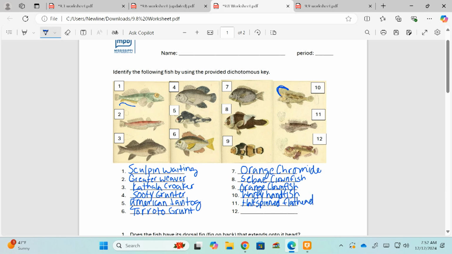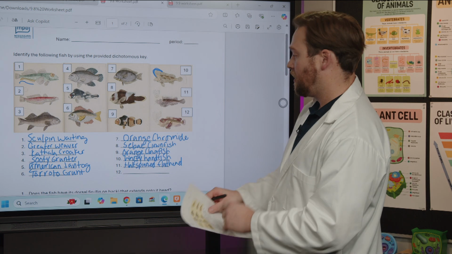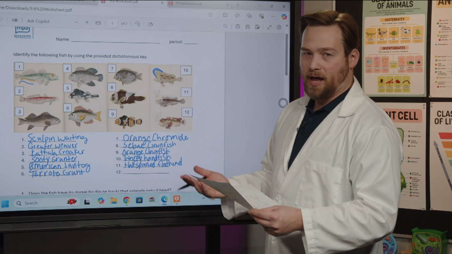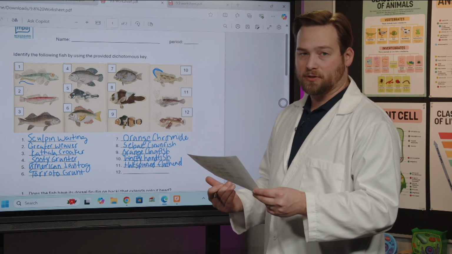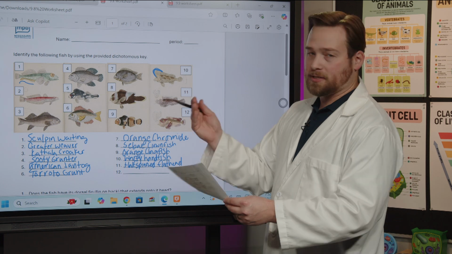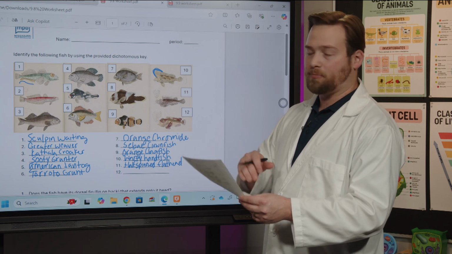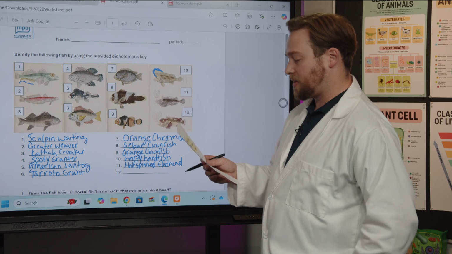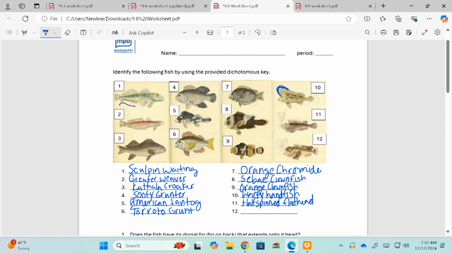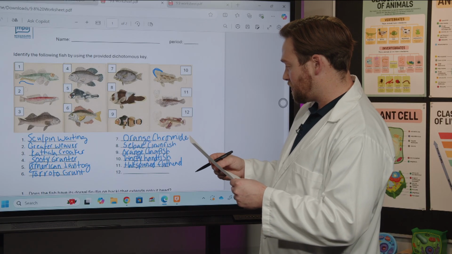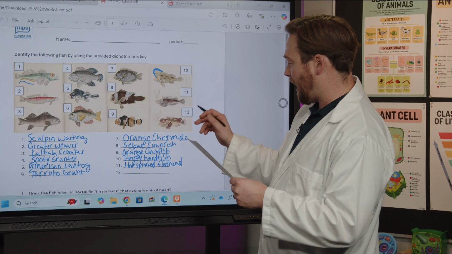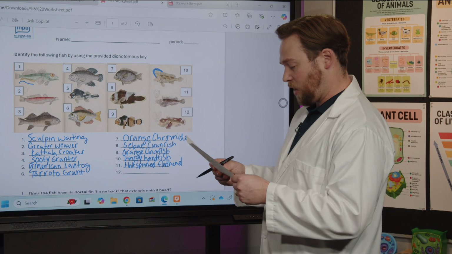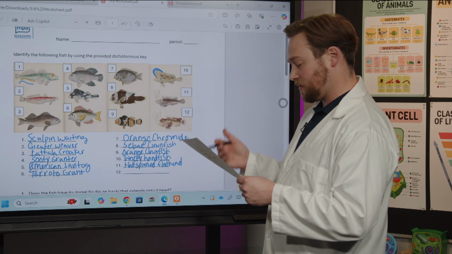Great work. I got one more for us to do. We could probably identify it just based off of process of elimination, but just for practice, let's go ahead and start at number 1 like we've been doing and see if we can identify it that way. Does the fish have its dorsal fin that extends onto its head? No. Go to 2. Does the fish have yellow fins? Some of those fins have a little bit of yellow, but they're mostly red, so I'm going to go with no for this.